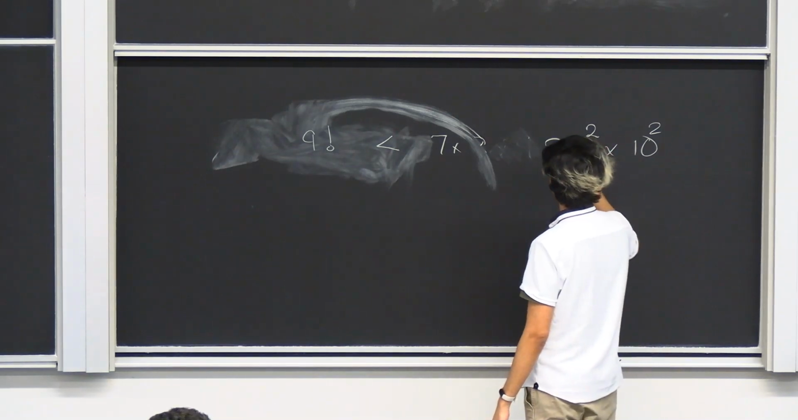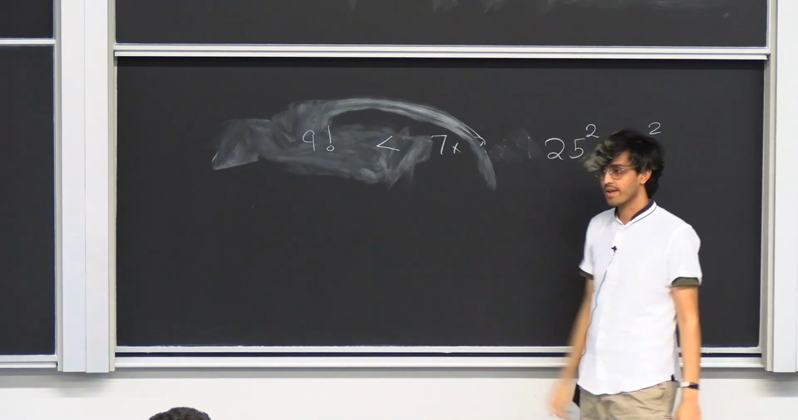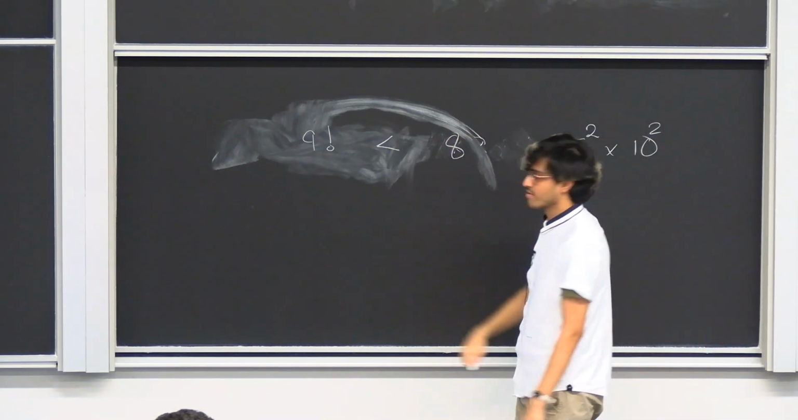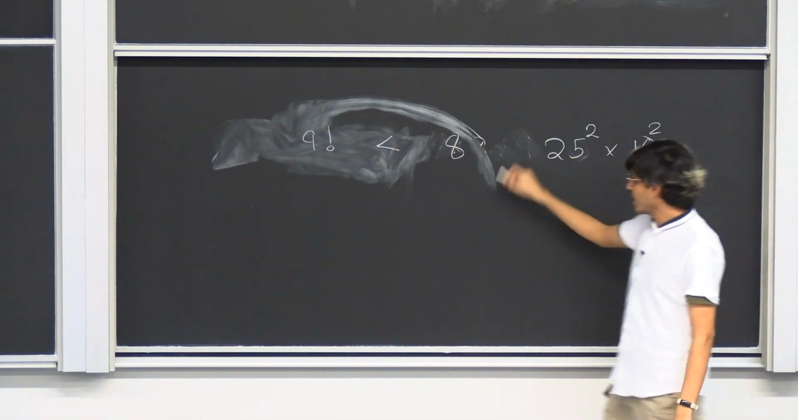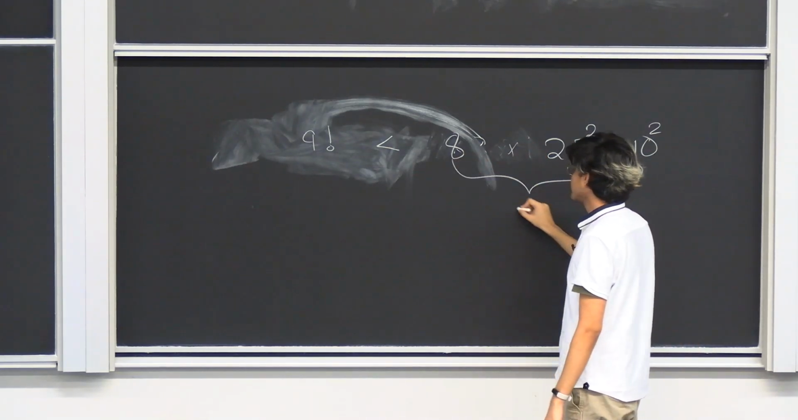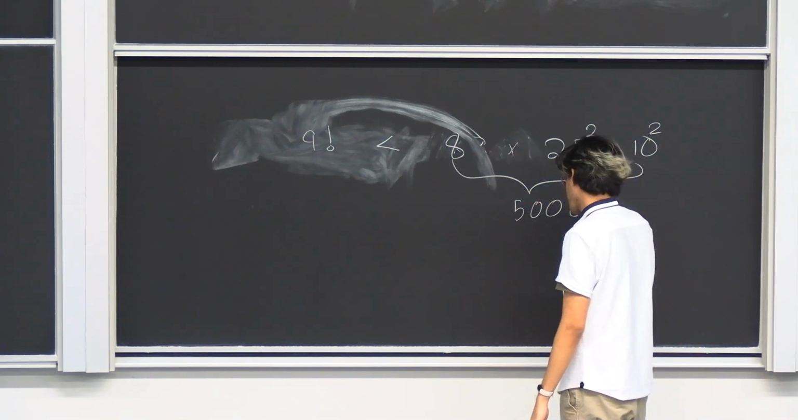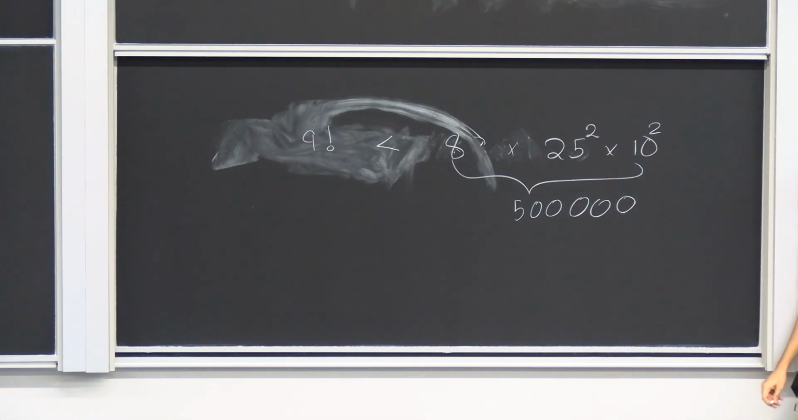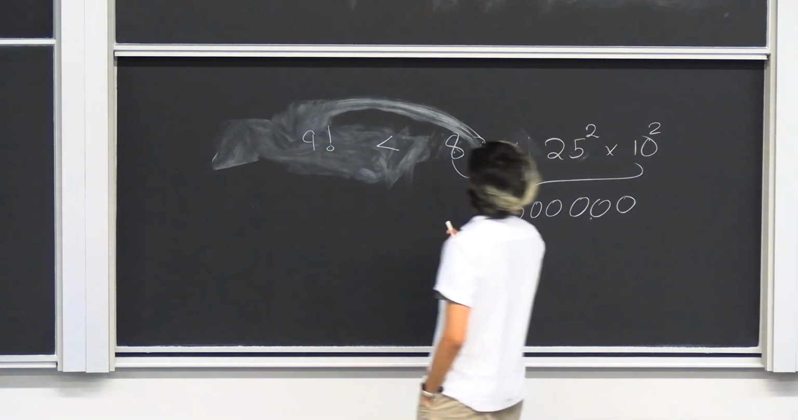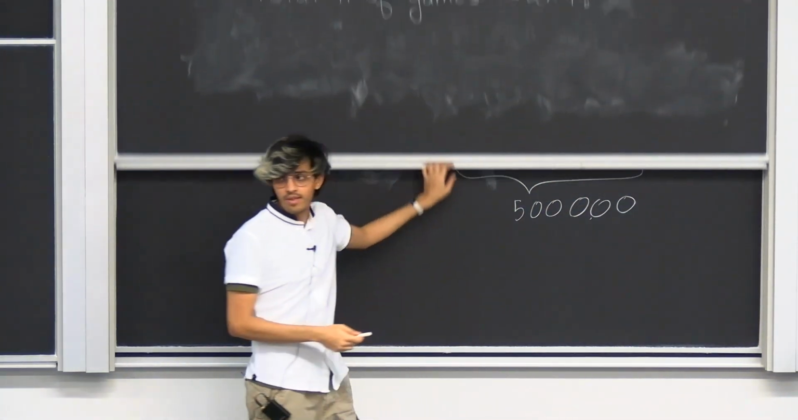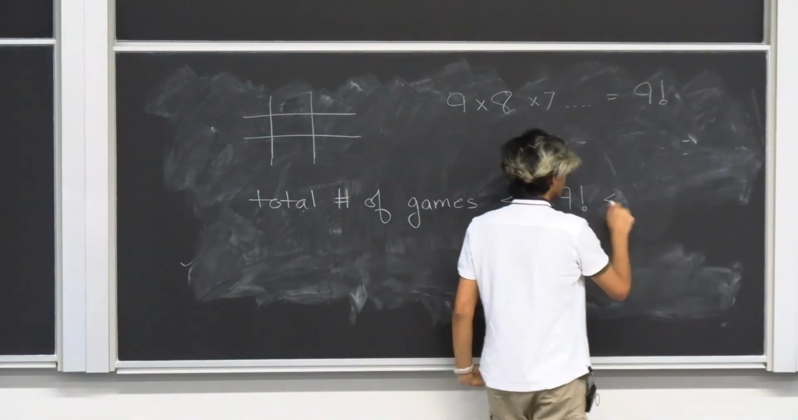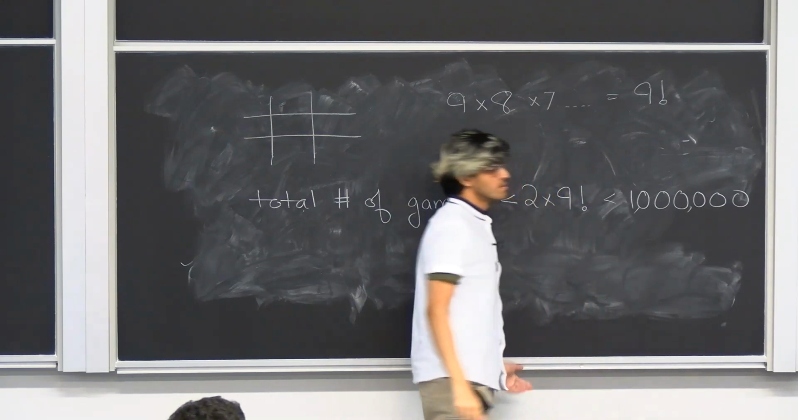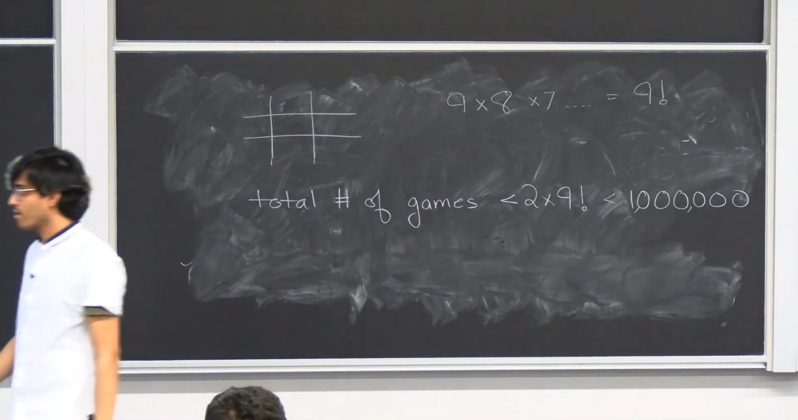Furthermore, I will replace 24 by 25. It's still less than. OK? And then furthermore, I'll replace the 7 by an 8. It's still less than. And then if you actually do the math, this is 500,000. OK? So if 9 factorial is less than 500,000, then 2 times 9 factorial is less than what? 1 million. Great. That's it. That's the argument you need to make.